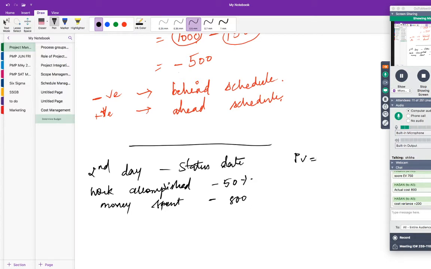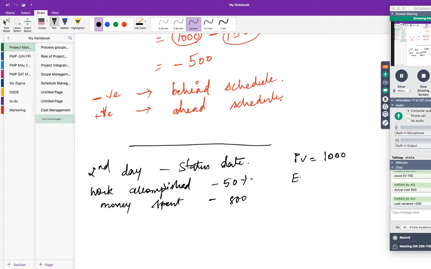So what do you mean by planned value? The budgeted value for the scheduled work as on which date? As on the status date, because on that date only you're measuring the progress, correct? So you have to look at the planned value on the status date. How much is this? 1,000. This is 1,000. And then the work accomplished is 50%.